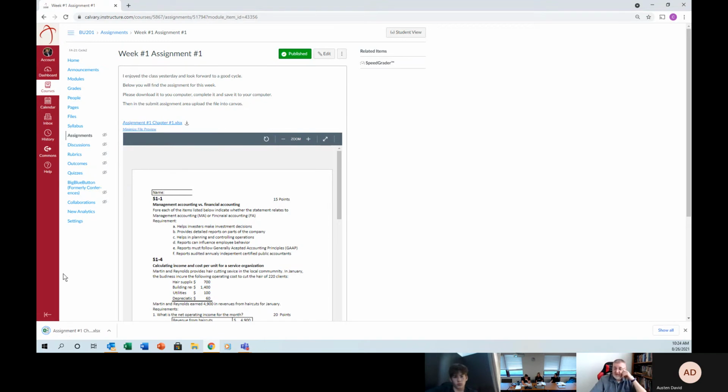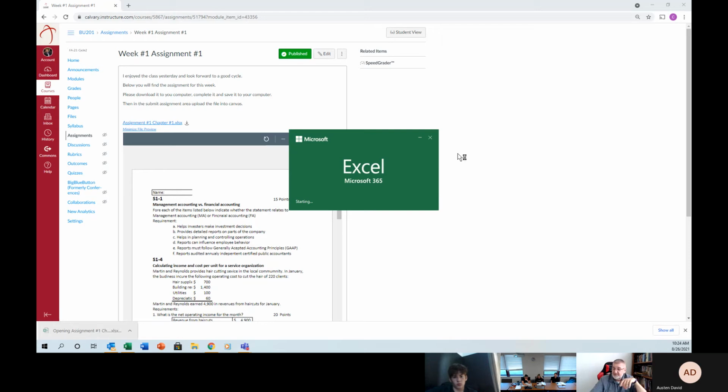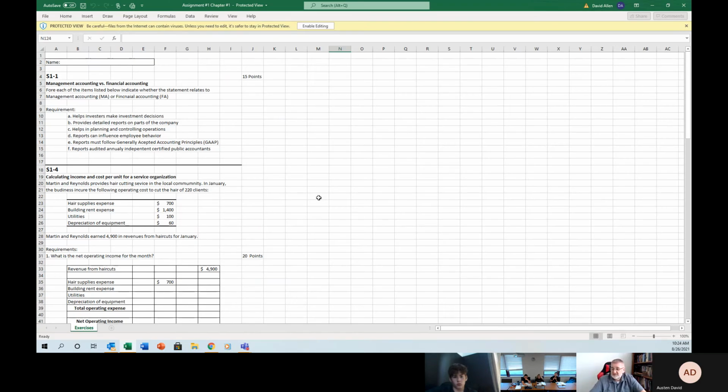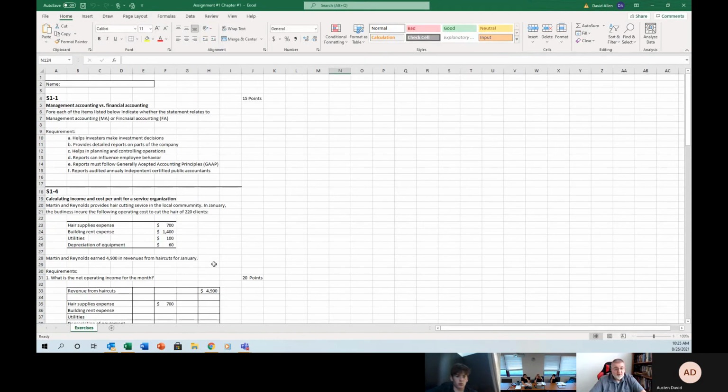There it goes. So you want to save it, you want to hit the download button and save it to your computer, then click on it and open it up as an Excel file. I'm going to show you a couple of things that you need to do. Once you get it open as an Excel file, come up here and click this enable editing button at the top, so that then you can do stuff in here, okay?